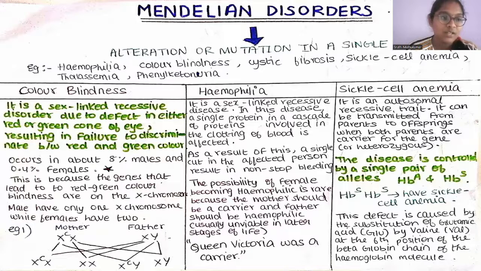So even if one is having the colorblind allele, suppose XC, and the other X is normal, that means they're just a carrier, but they are not colorblind. But they will pass it on to their sons. I've included one example over here, as you can see.